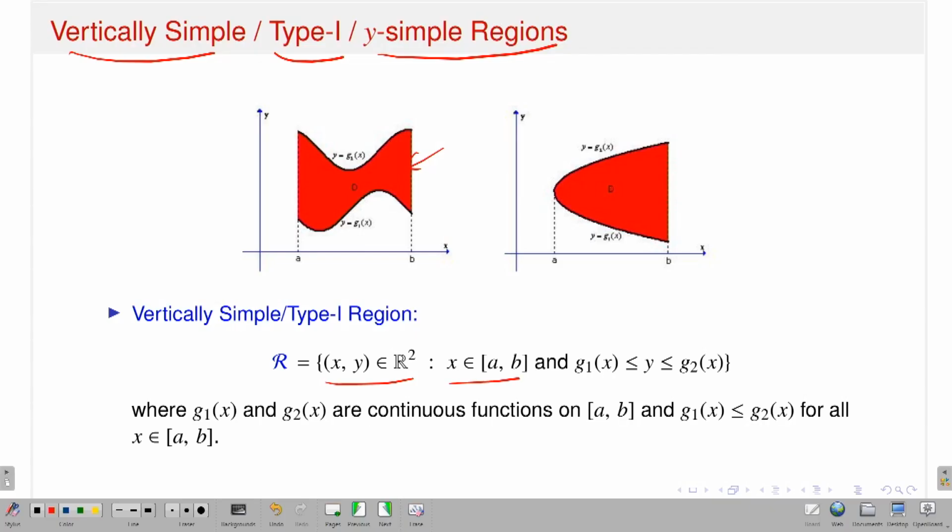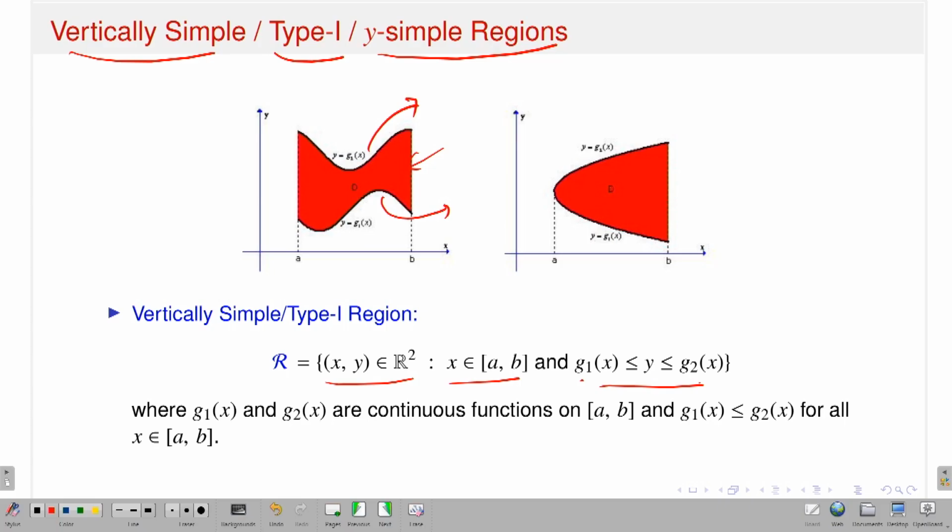Now, x is running over the interval a to b. So, x is fixed: you have a fixed interval a to b on the x axis. However, y this time varies from g1(x) to g2(x). What is g1(x)? This is the boundary curve g1(x) and this is the boundary curve g2(x). So, y should lie between the curves: it is greater than or equal to g1(x) and less than or equal to g2(x).